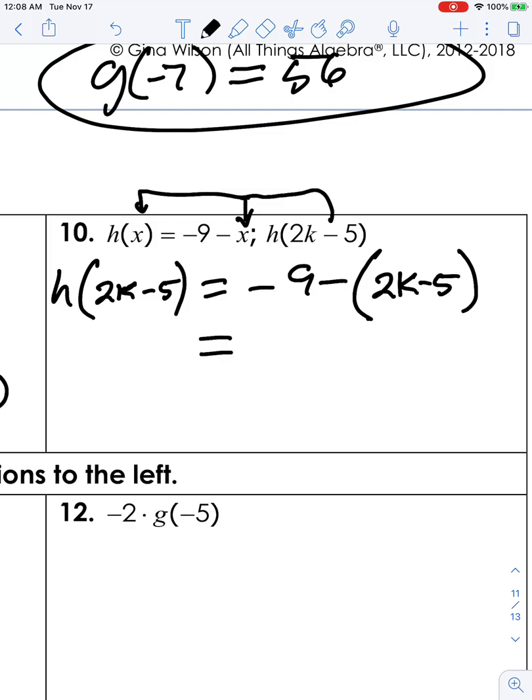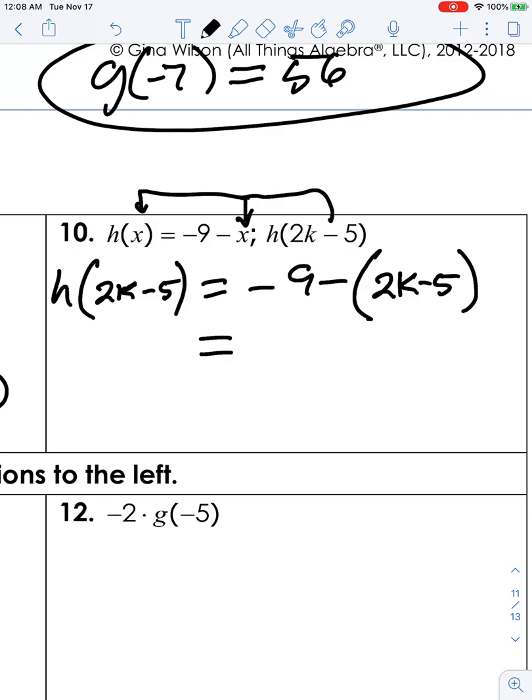All right? So again, remember what I said. It's showing what you're going to plug in on the left side, meaning I'm showing that I'm plugging in 2k minus 5 on the left. I'm actually plugging in 2k minus 5 on the right in for x.